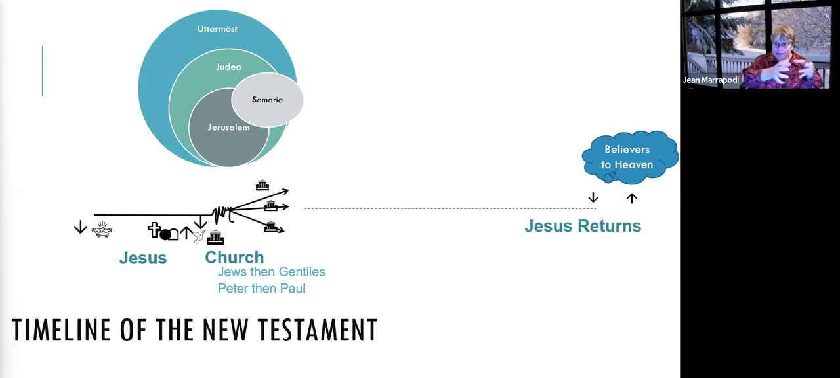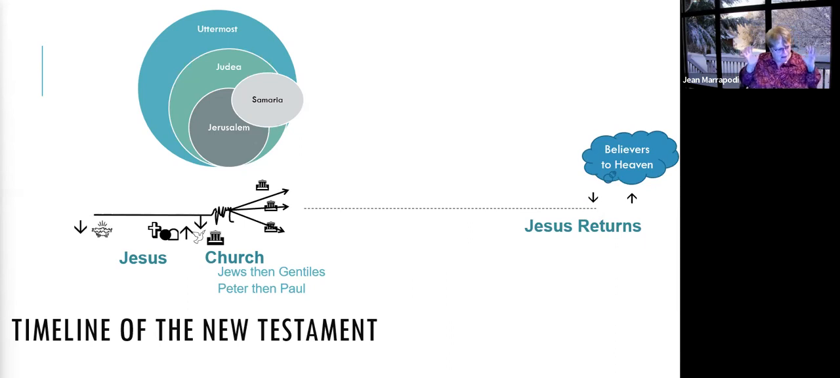There was a problem and a deliverer came to help and rescue them and they ride off into the sunset and live happily ever after, similar to what's going to happen for us. So that's the timeline of the New Testament. So there we go, soup to nuts, from creation to Jesus returning.